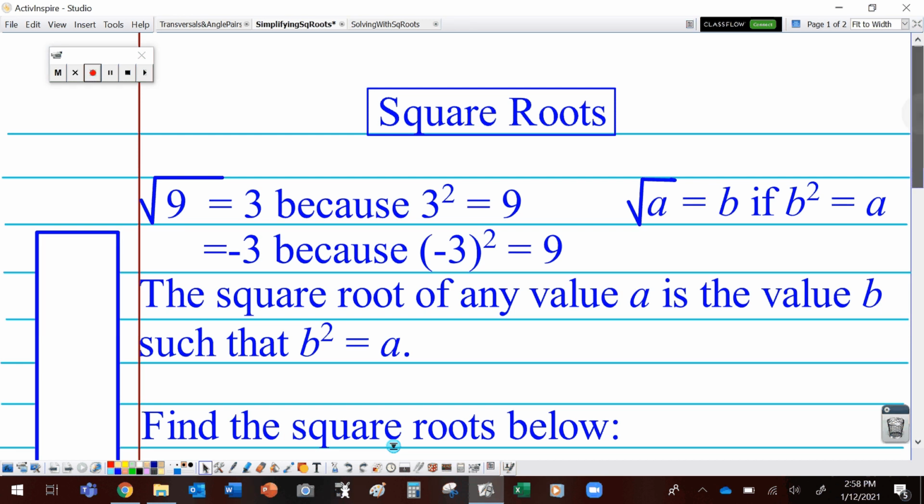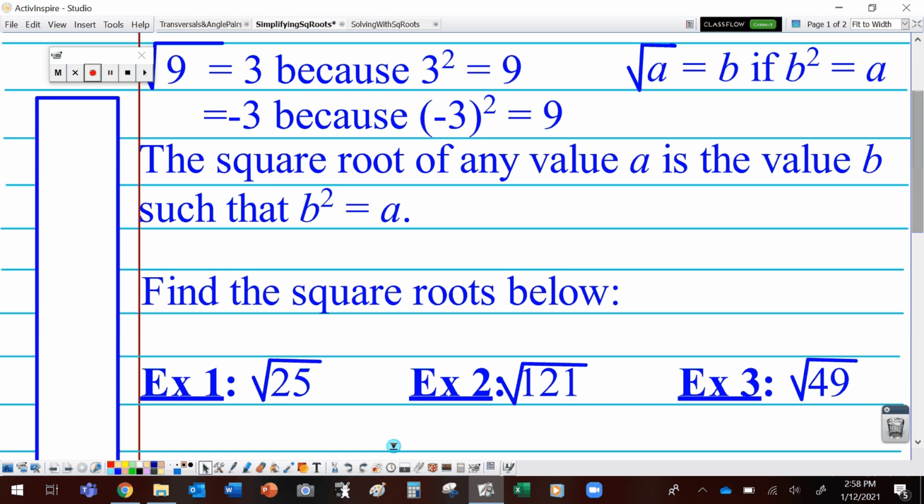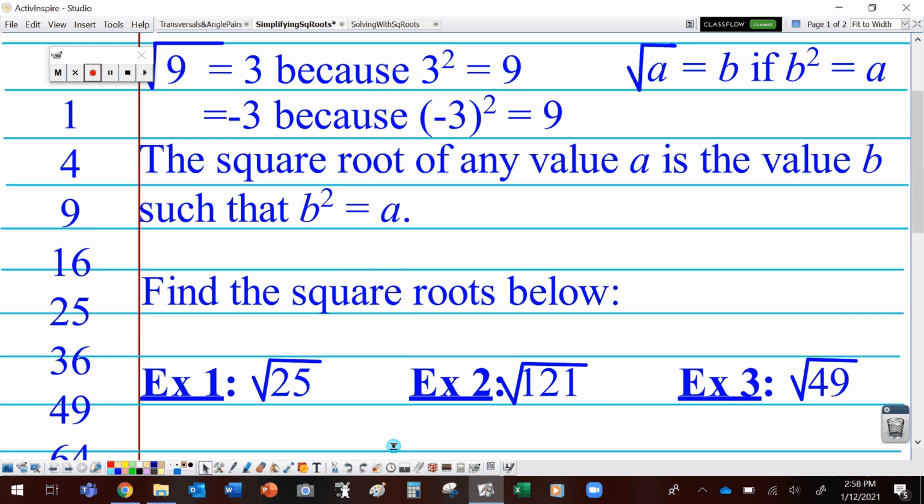Now over to the side here, I've got a whole bunch of really fun numbers. I've got 1, 4, 9, 16, 25, 36, 49, and a whole bunch more. These are called perfect squares. We'll talk more about these in a minute. But where these come from, if I do 1 squared, I get 1. If I do 2 squared, I get 4.